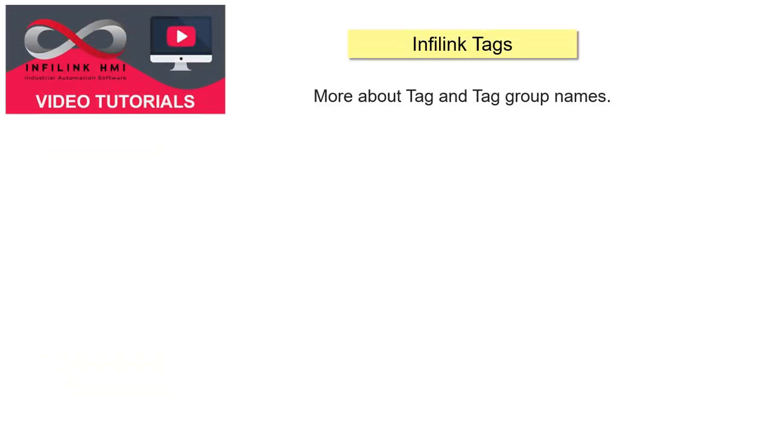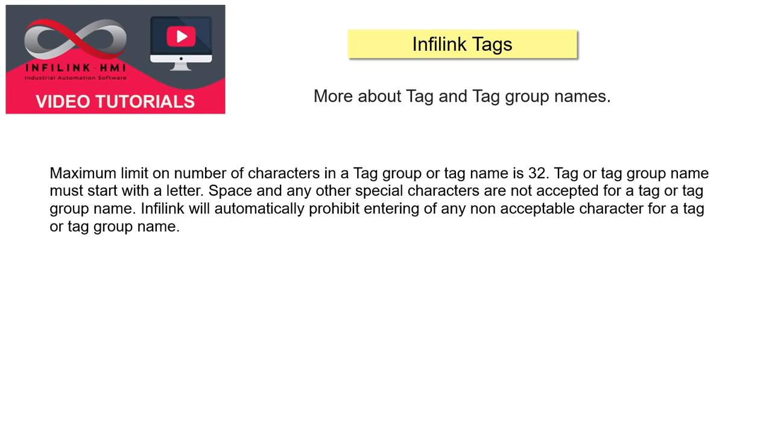More about tag and tag group names. Maximum limit on number of characters in a tag group or tag name is 32. A tag or tag group name must start with a letter. Space and any other special characters are not accepted for a tag or tag group name. Infilink will automatically prohibit entering of any non-acceptable character for a tag or tag group name.